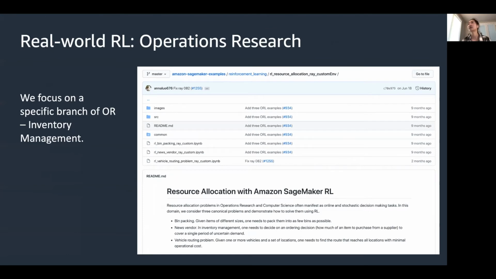We will start with the specific folder called rl_resource_allocation and rl_customer_environments. It focuses on operations research, and it looks at 3 canonical problems: bin packing, vehicle routing, and the news vendor problem. We will select one, the news vendor problem, as the starting point, and in the second part of the presentation today, we focus on a specific branch on top of it, that's inventory management.